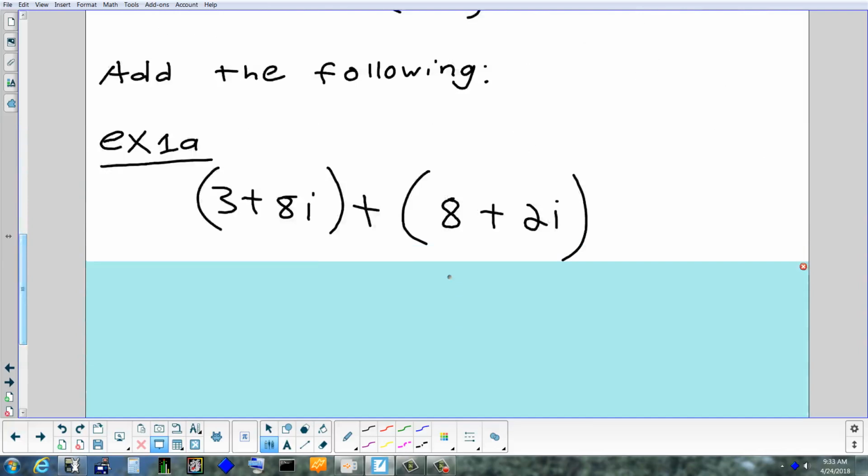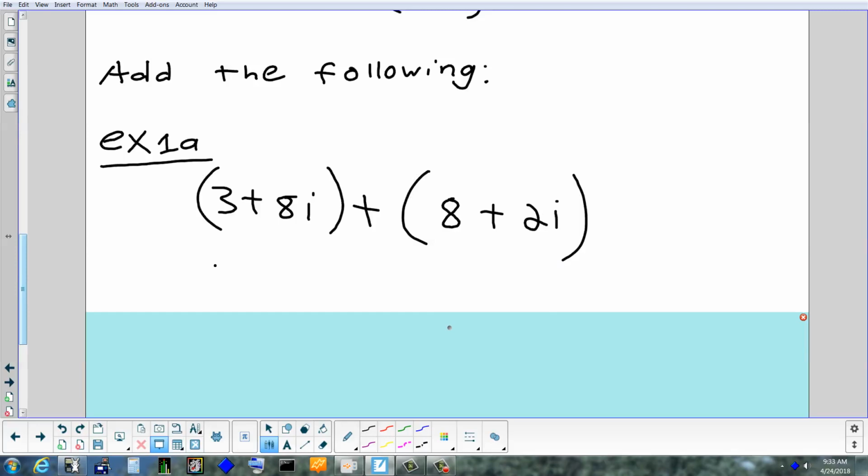Right, so let's try this one. 3 plus 8i plus 8 plus 2i. Caitlin, what's the real part of my first number? 3. Cassandra, the real part of my second number? 8. Those can be combined together. And Luke, what do I get when I combine the real parts? 11. So in my final answer, 11 is the real part.